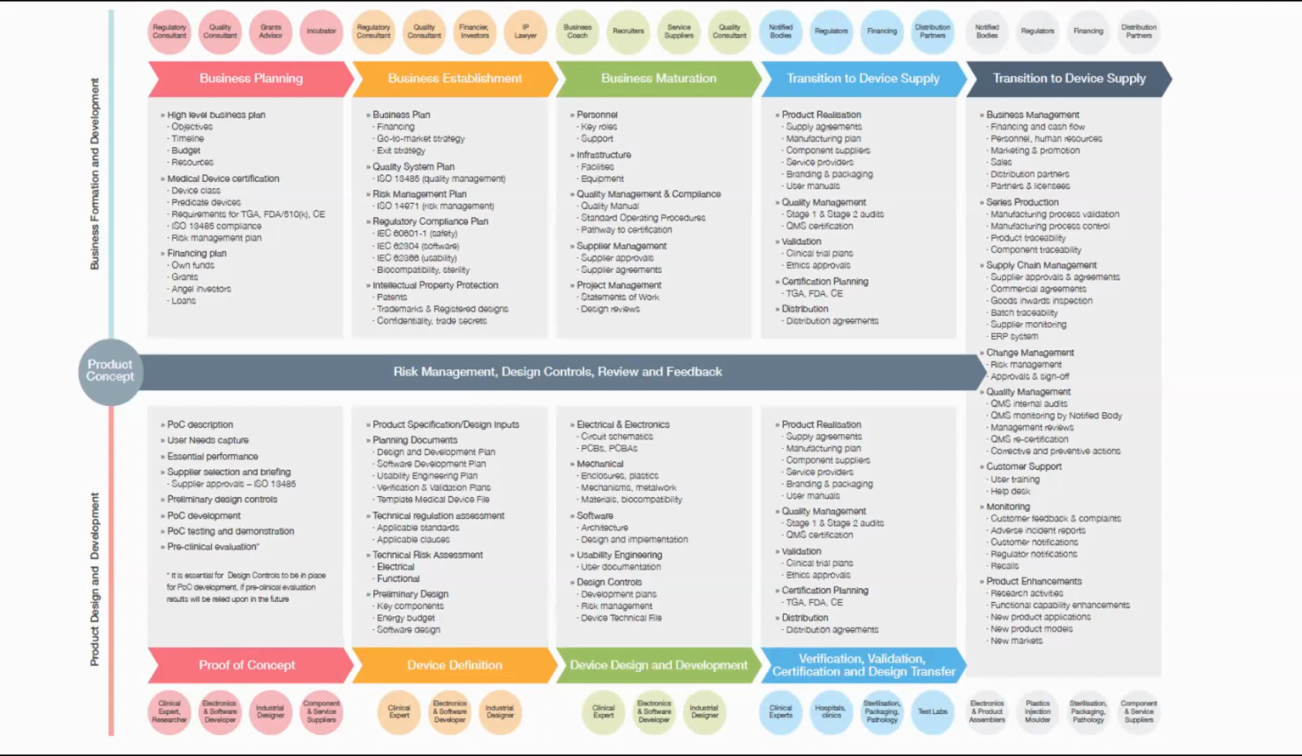I'll actually quote Albert Einstein, who said, things should be made as simple as possible, but no simpler. And to my mind, this is about as simple as it gets in terms of what needs to be addressed to take a medical product from concept through to market. It is not simple, it is quite complex and quite onerous.